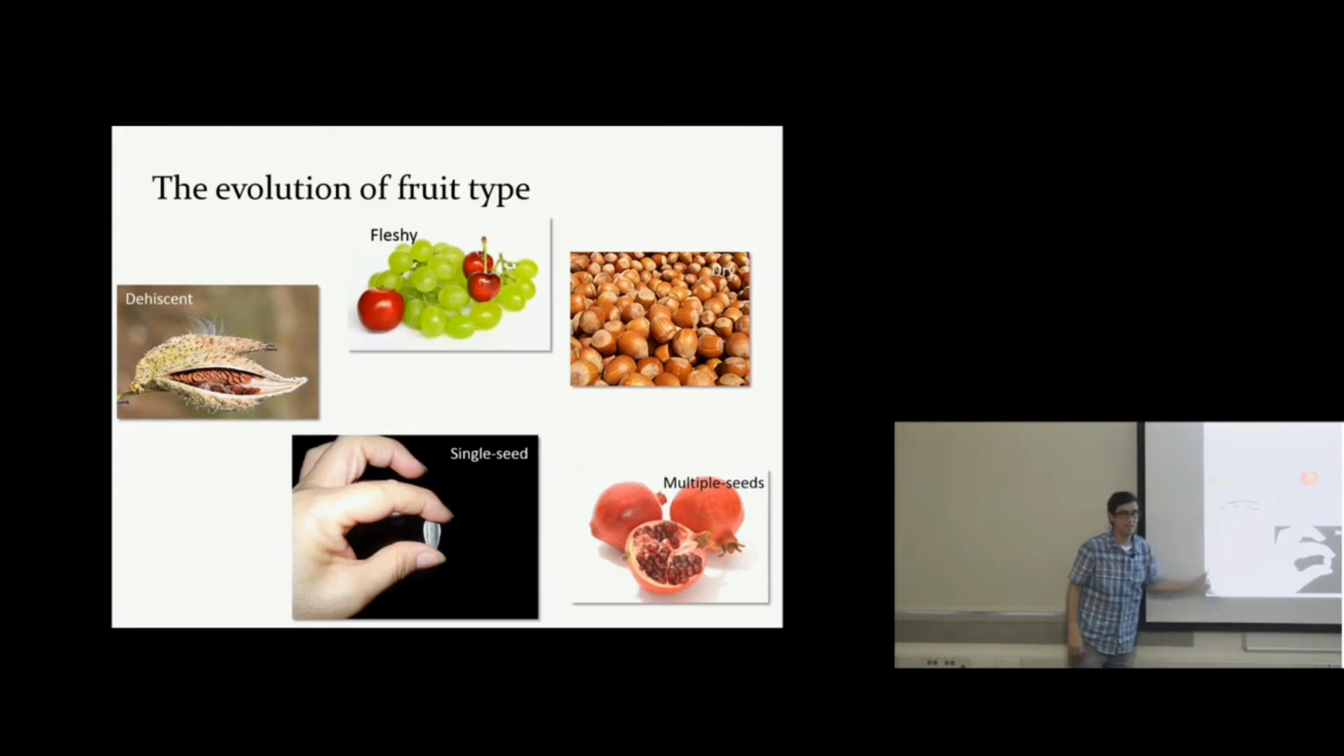One is whether or not a fruit was dehiscent. So a dehiscent fruit is one that explodes on its own. It opens up on its own. Fleshy versus dry is another character, which I'm sure you all know. And then having a single seed or having more than one seed. Those are the particular characters that we scored.